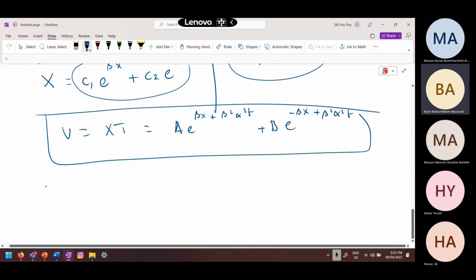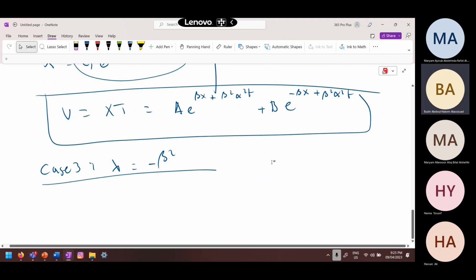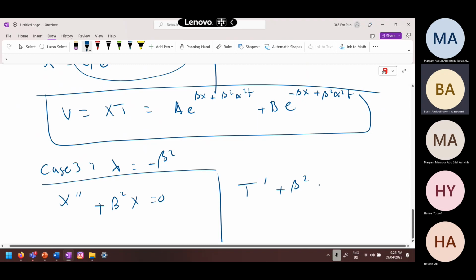Okay, now as for case three, which is lambda is equal to negative beta square. Now you can see here that our solution will be in case three. You will find that in the next few steps. So X double prime, this time it becomes plus beta square X equal to zero, T prime plus beta square alpha square T equal to zero.